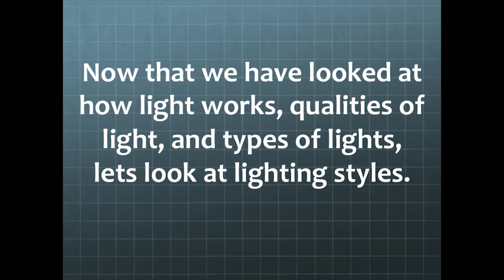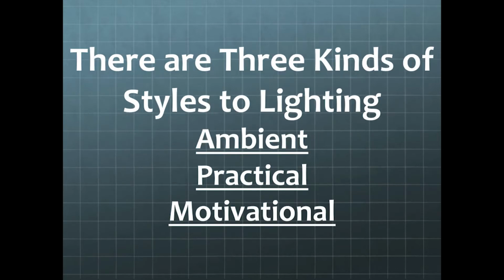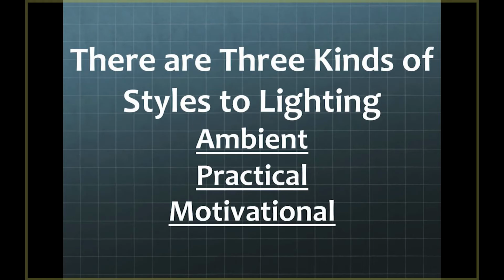All right, now that we've looked at how light works, quality of light, contrast and shadows, and types of light in terms of hard light versus soft light, now we're going to take a look at lighting styles and also color. We'll get to color in just a minute. All right, when it comes to lighting, there are three main styles. You have ambient, you have practical, and you have motivational. Now, motivational is not what you think, I guarantee it.